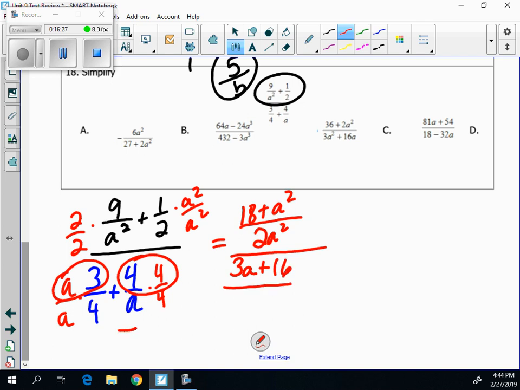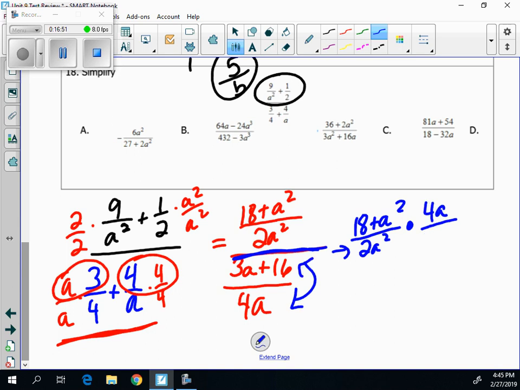So now we have a fraction divided by another fraction, so we can use keep, change, flip. Keep that first fraction the way it is: 18 plus a squared over 2a squared. Change this division to a multiplication. Flip the bottom. That's 4a over 3a plus 16.